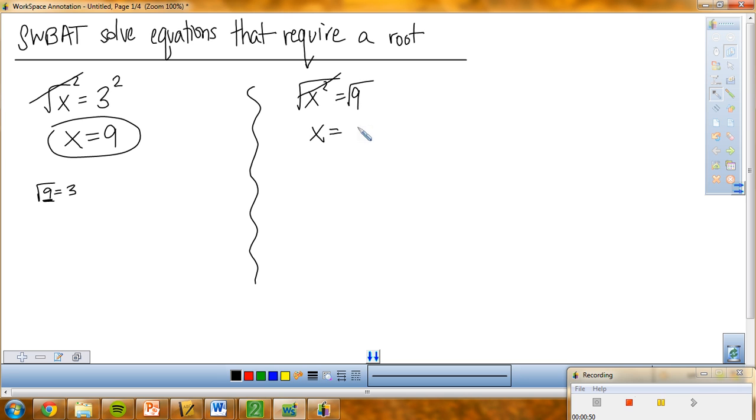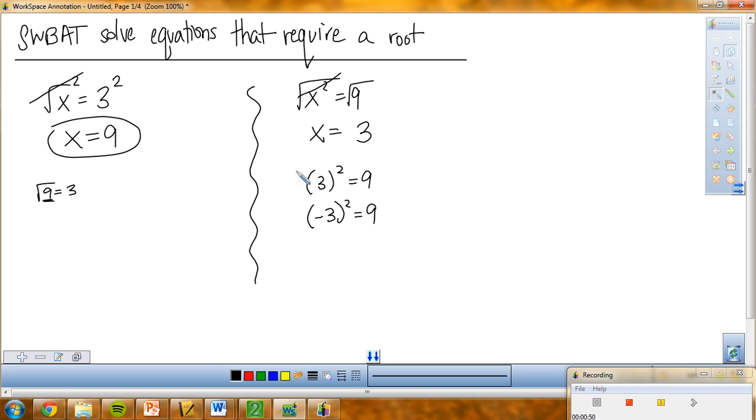And the square root of 9 I know is 3, but there's a trick to this. Really, what we're saying is 3 is the only number squared that's going to give me 9. Is this true? No, there is another number. Negative 3 squared will also result in a positive 9.